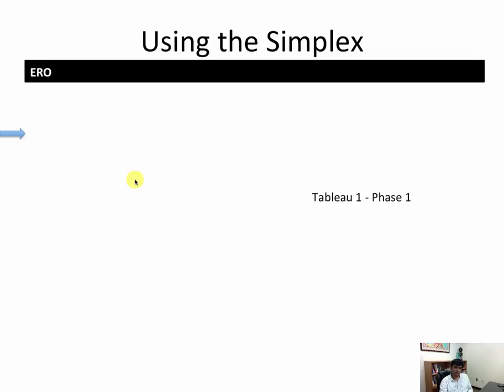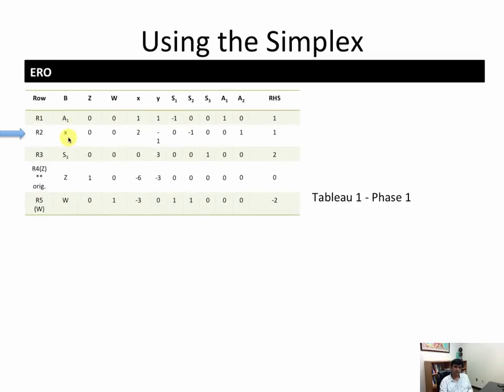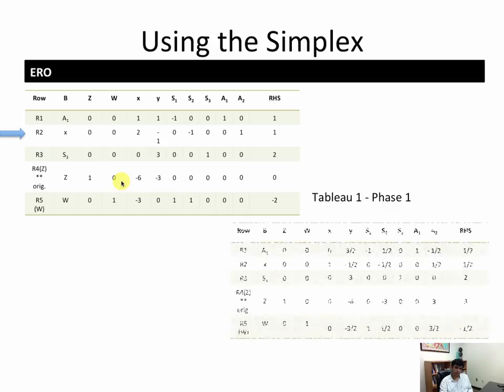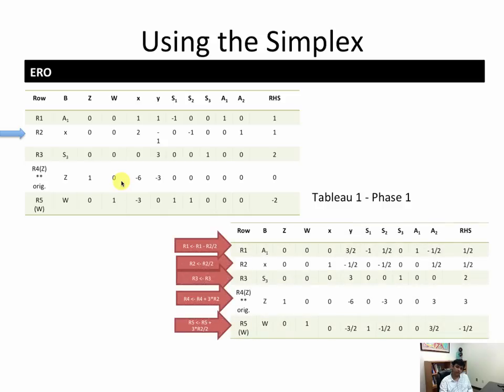So let's do that. So now instead of A2, we have X as the basic variable, which means we have to perform some EROs because this is not basic. The EROs are R1 is assigned the value of R1 minus R2 by 2, R2 is assigned R2 divided by 2, R3 is assigned R3, R4 is assigned R4 plus 3 R2, and R5 is assigned R5 plus 3 times R2 by 2.